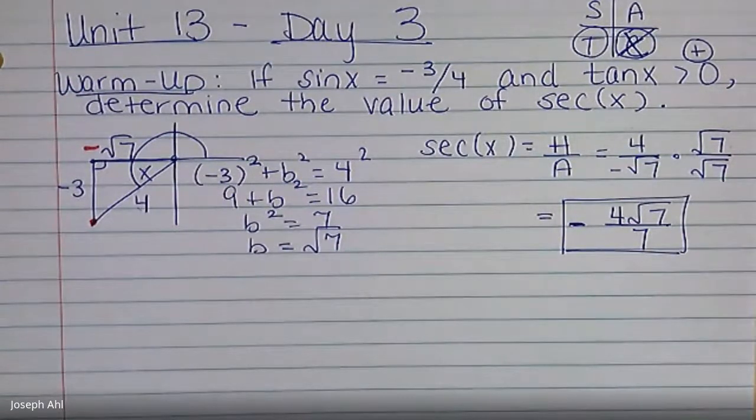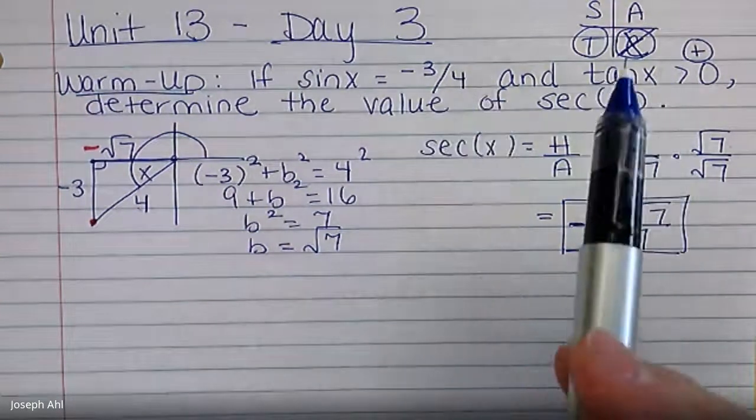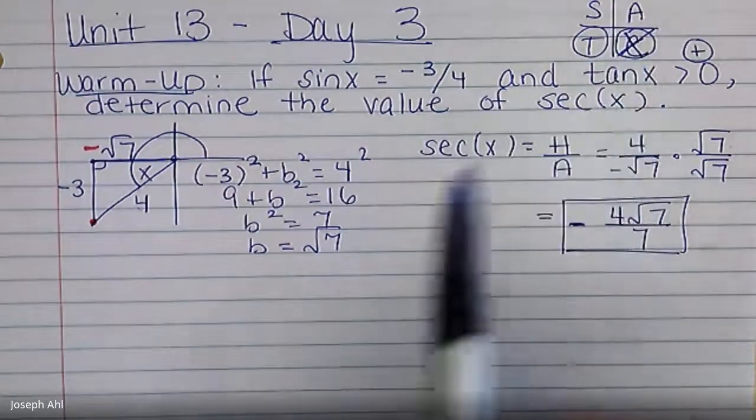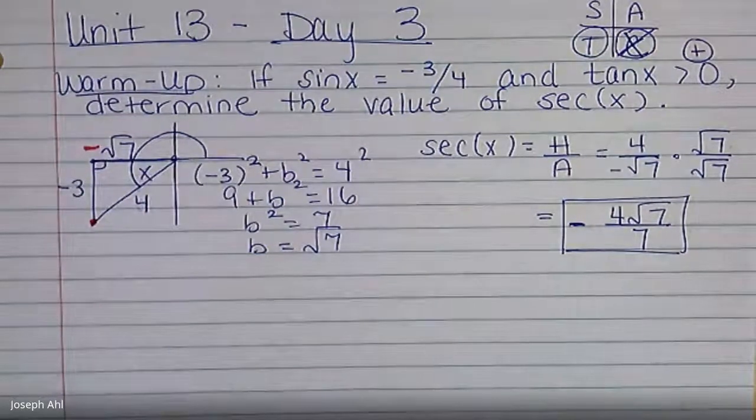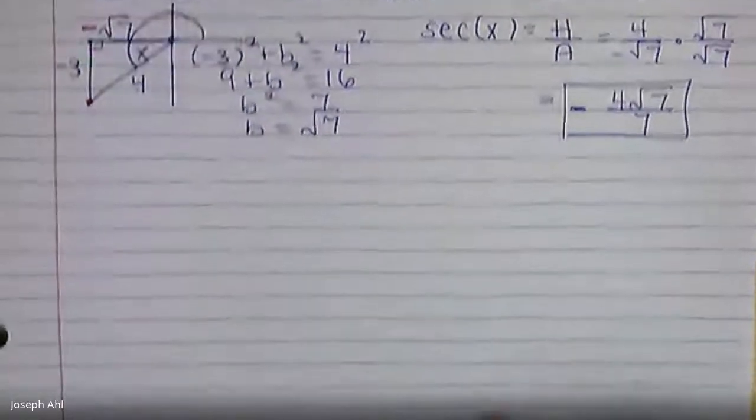So just kind of connecting a few pieces from yesterday. Hopefully this made sense based on what we now know about all-star trig class, determining the quadrant, finding that missing side, and then now what we know about reciprocal functions, secant, reciprocal of cosine. All right, today we're going to look at a little bit of new information as it relates to evaluating practice.